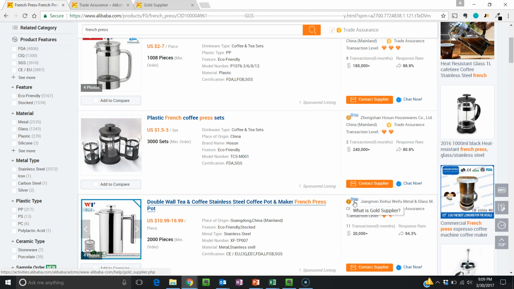Now, also, back to when we're looking at this, we see these years next to gold supplier. So that's what I was saying before, an example is a 5-year supplier. This particular company here, which could be perfectly legitimate, says 1 year. So that would mean this is actually their first year, so they're not even a full year on Alibaba. But they've done 11 transactions. They've got a good response rate.